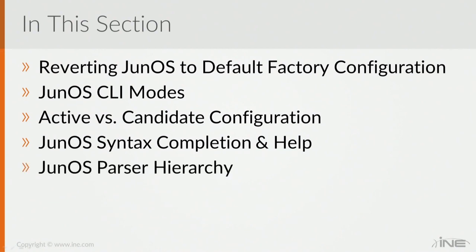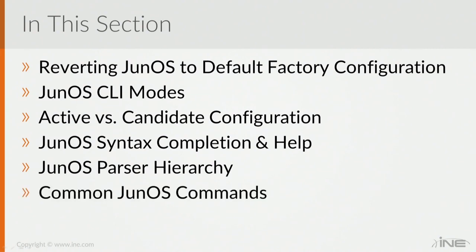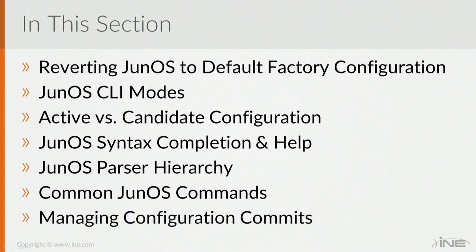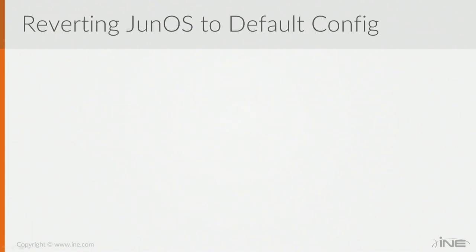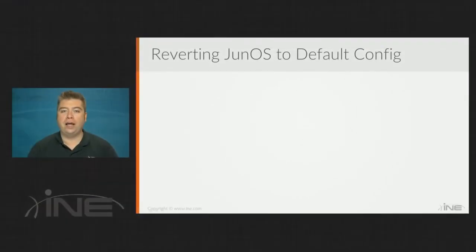We'll talk about the parser hierarchy and how it works a little differently than the iOS hierarchy. We'll talk about some of the common commands, and then finally how we manage the different configurations and their commits. Before we get into any of the details of the rest of the CLI, I'm first going to start by deleting the configuration of the boxes I'm going to be using for our examples, and then we'll let them go through a reboot while we start to talk about the actual CLI structure.